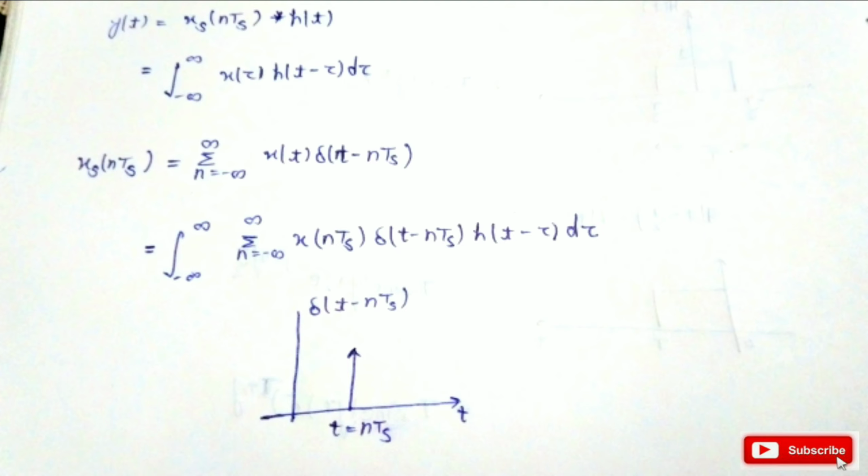And we discussed in the instantaneous sampling that x(nTs) is a summation, n varying from minus infinity to infinity, of x(t) δ(t minus nTs). So we put this equation into y(t), that will be the integration from minus infinity to infinity of the summation, n from minus infinity to infinity, x(nTs) δ(t minus nTs) h(t minus τ) dτ.